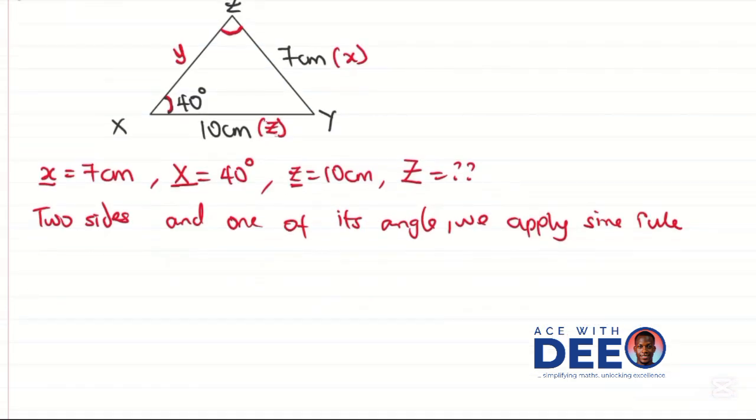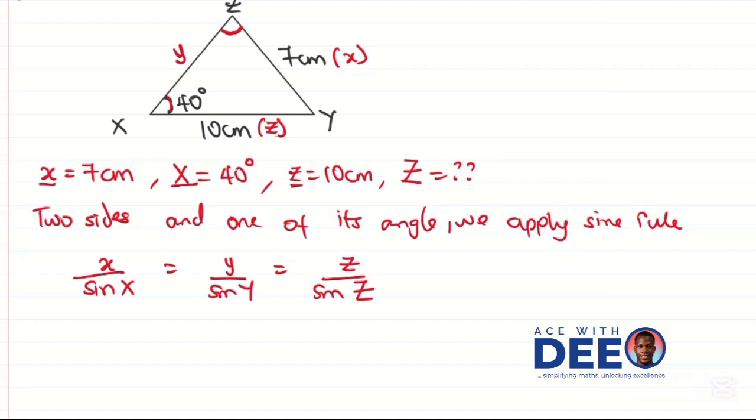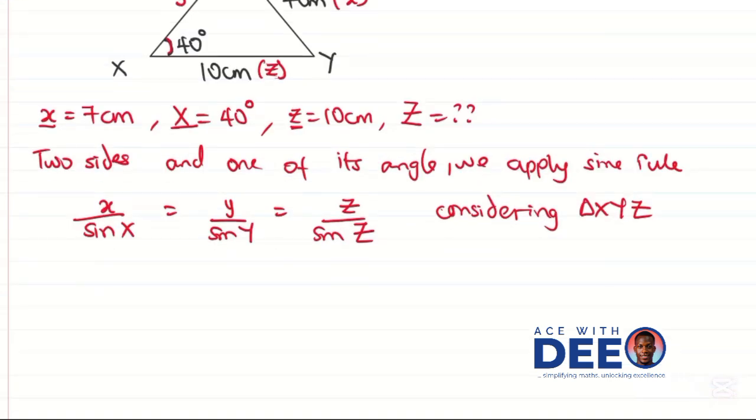And what does the sine rule state? The sine rule states that small x over sine capital X is equal to small y over sine capital Y is equal to small z over sine capital Z, considering triangle XYZ as given above. So how then do we solve it? Let's input our values and see what we're going to have. We're going to have 7 centimeters over sine 40 degrees equal to 10 centimeters over sine Z, since we intend to find Z.